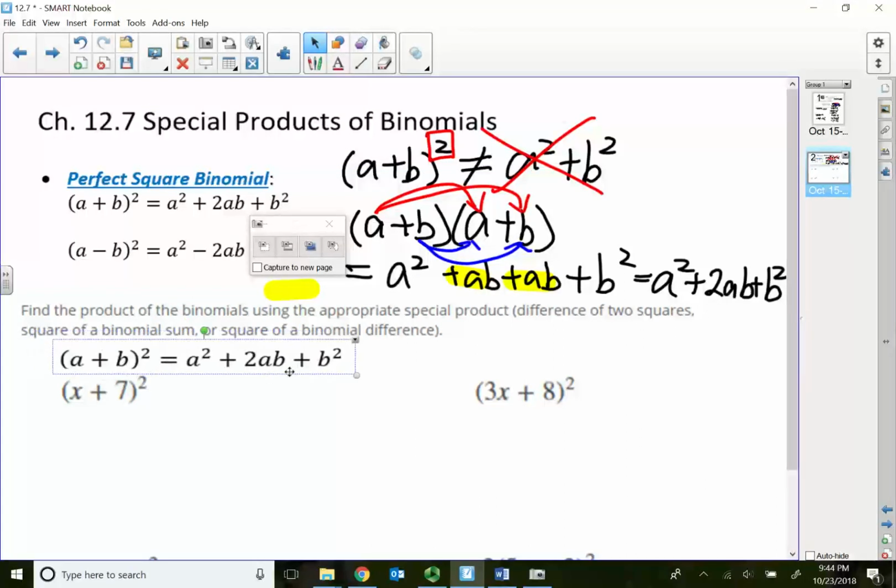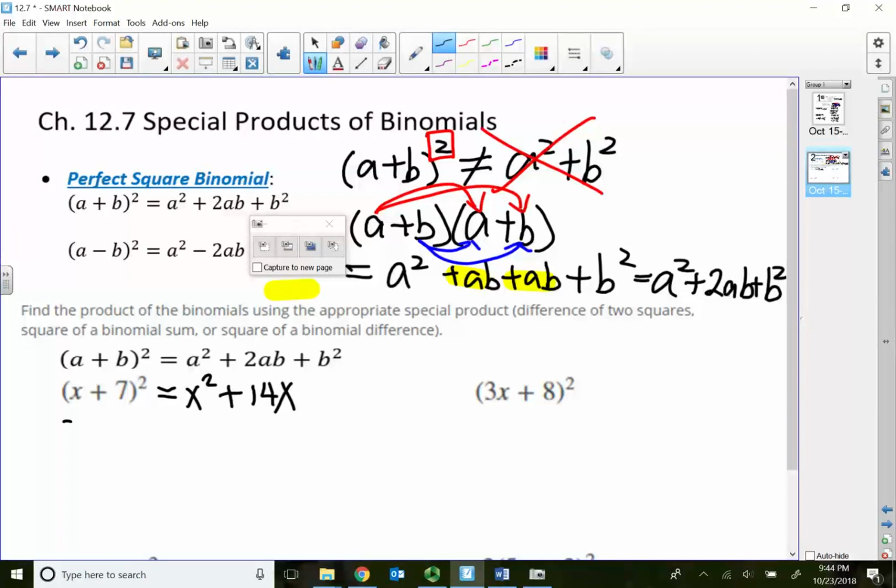So if I put it up here, (a plus b) whole thing squared, my a is x, my b is 7. My answer will always be: take my a, x, whole thing squared, which is just x squared, plus take a number 2 times my a times my b. So 2 times x is 2x, times 7 gives me positive 14x. That's 2 times my a times my b: 2 times x times 7 is positive 14x.